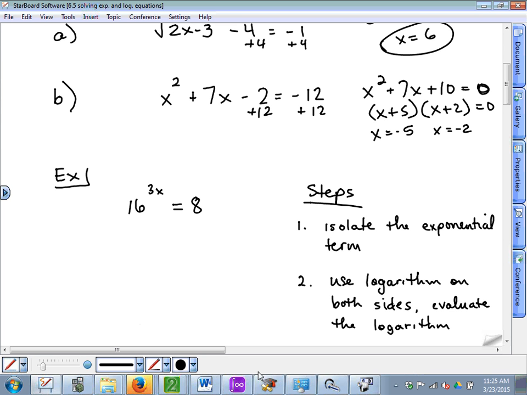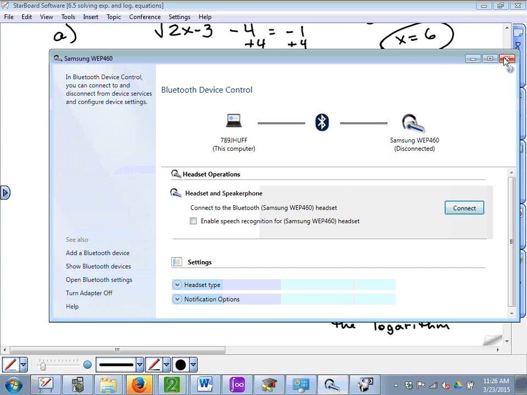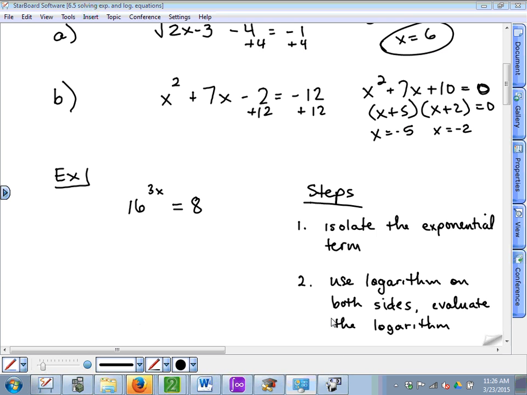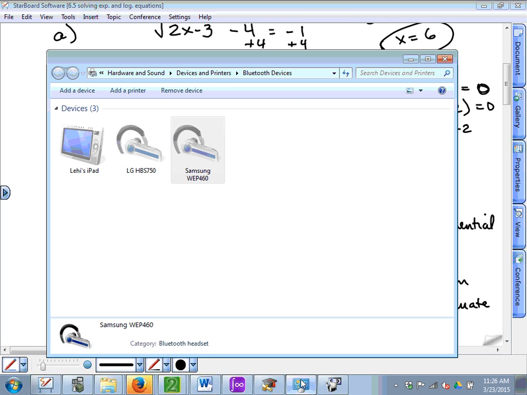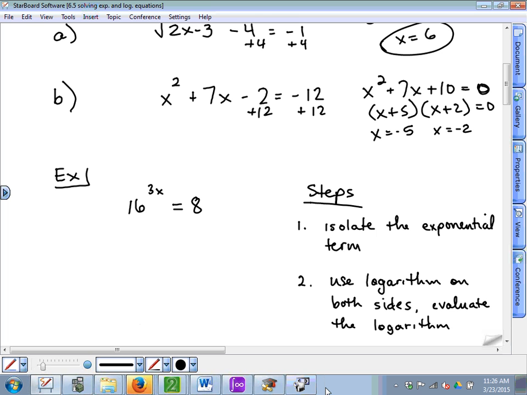Just like on part A of that practice problem, you had to isolate the root. Here you've got to isolate the exponential term. That means get it by itself. So isolate the exponential term.